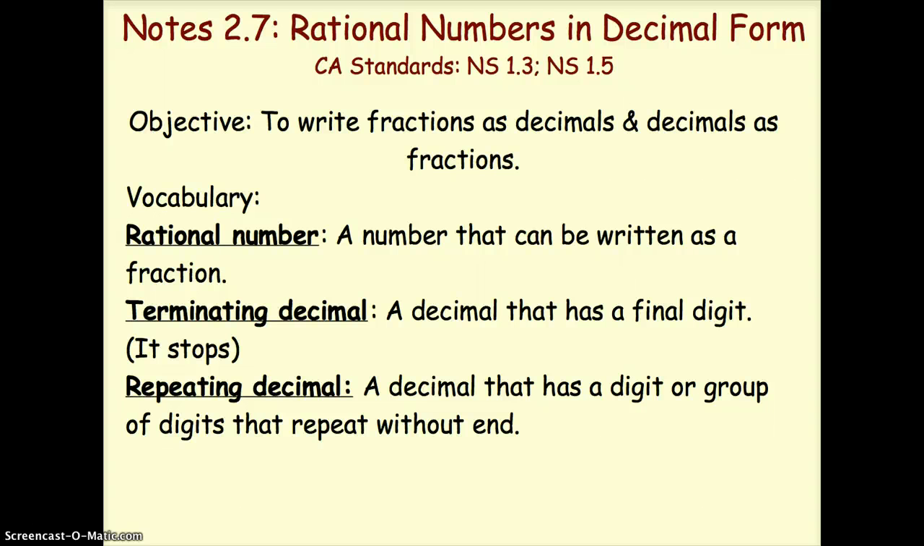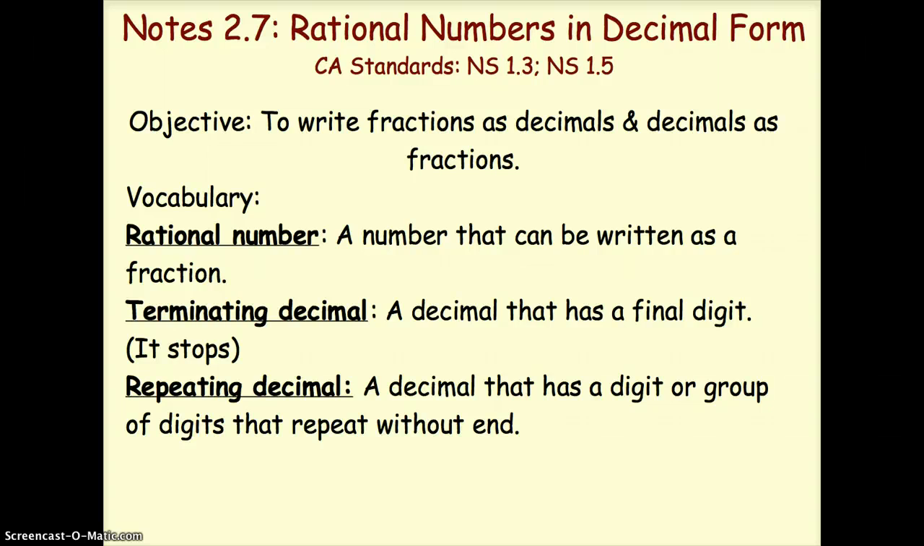Our vocabulary: we have rational number, a number that can be written as a fraction. So decimals can be turned into fractions, so they are rational, or most of them. A terminating decimal is a decimal that has a final digit. It stops. You can think of the Terminator when you think of that one. A repeating decimal is a decimal that has a digit or group of digits that repeat without end. That also can be turned into a fraction. So all of these numbers are rational.